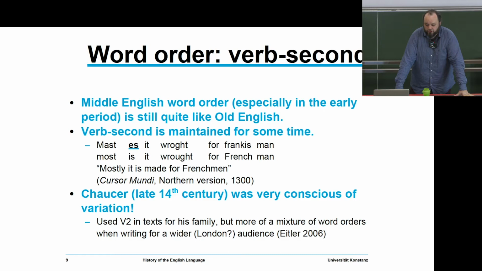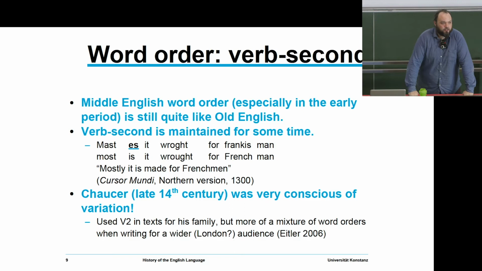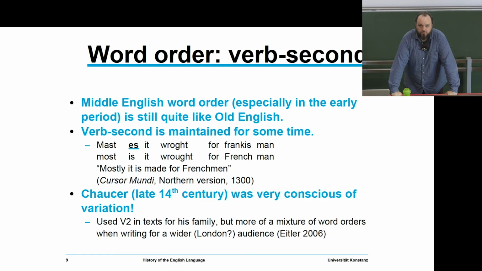And when he is writing for his family, when he's writing texts like his treatise on the astrolabe, which was never intended for a broader audience, he uses more verb second. And when he's writing for a wider audience, when he's writing for the public, he uses more of a mixture of word orders. So, in other words, he's able to code switch between two different varieties of English. And this is something that many, many top writers can do, and not just top writers, right? People all over the world are code switching all of the time.